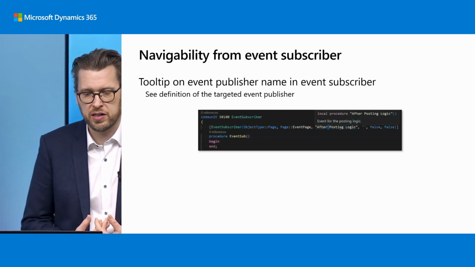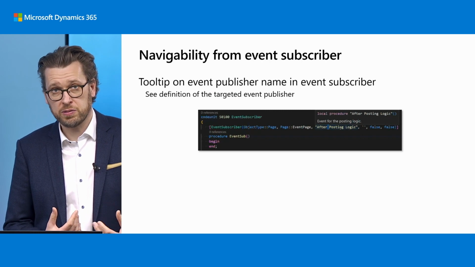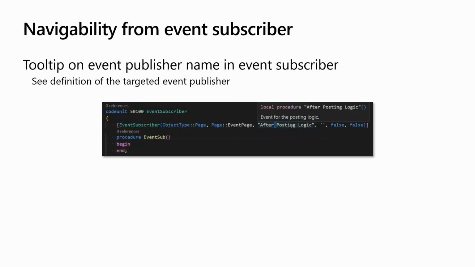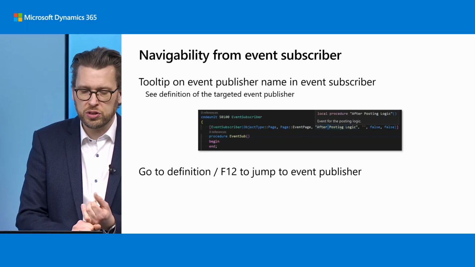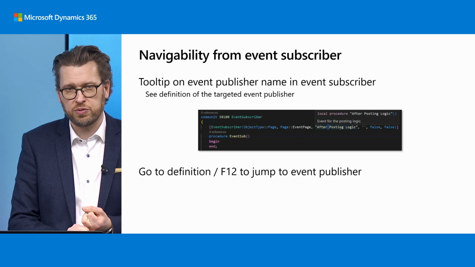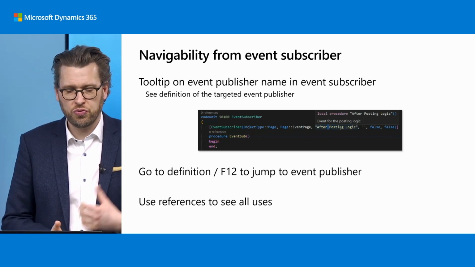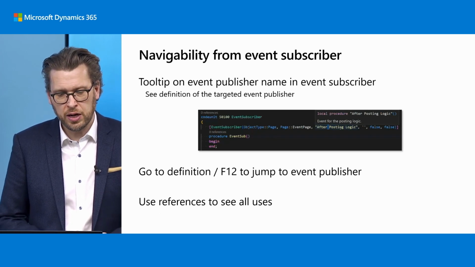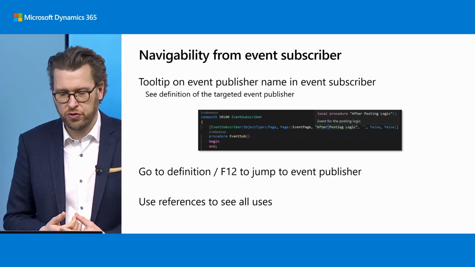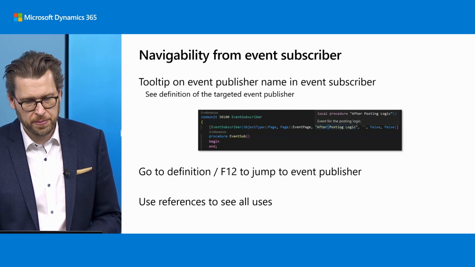So the first scenario is that on the event subscriber, you can now navigate to the event publisher. When you hover over the event publisher, you get a tooltip with the name and see the definition of that. You can also use the go to definition context menu or the F12 shortcut to jump to that event publisher. And you can use the reference tool that we will see in a moment to see all of the uses for that event publisher.